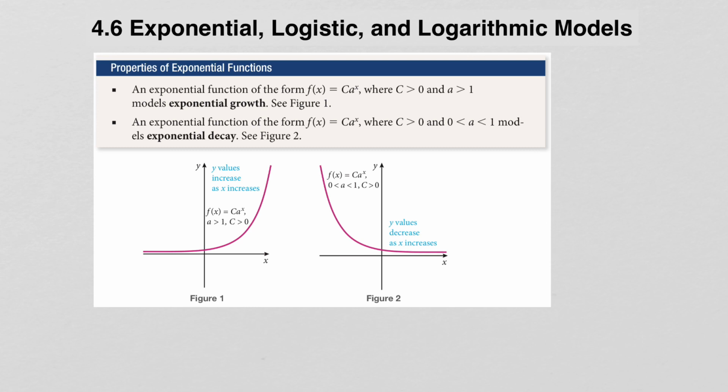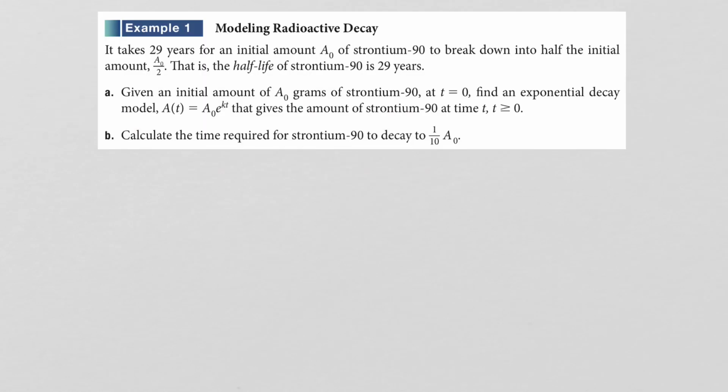Let's take a look at an example. Let's look at a model for radioactive decay. Suppose it takes 29 years for an initial amount, A sub 0, of strontium-90 to break down into half the initial amount, A sub 0 divided by 2. That is, the half-life of this element is 29 years. So the half-life means that this is the time required for half of the substance to decay.